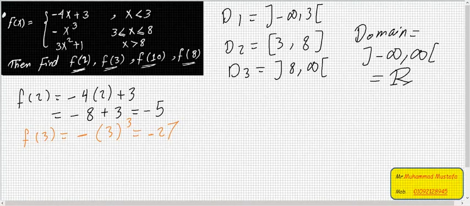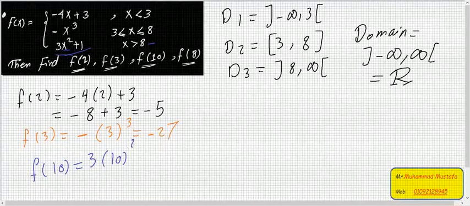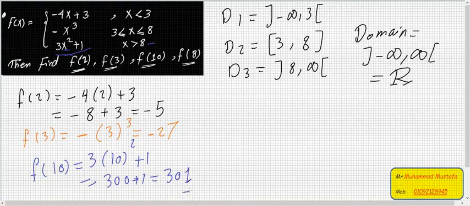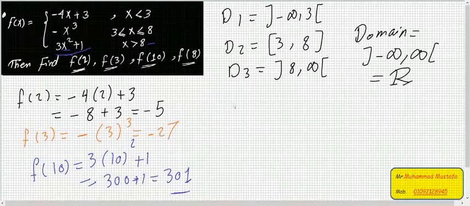When we talk about the third, F10. 10 belongs to the third rule because 10 is greater than 8. We substitute here by x equals 10. 3 times 10 power 2 plus 1. 3 times 100 equals 300, plus 1 equals 301.